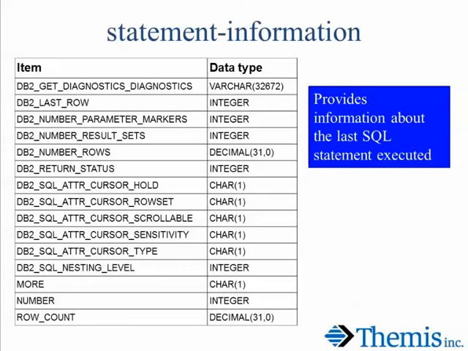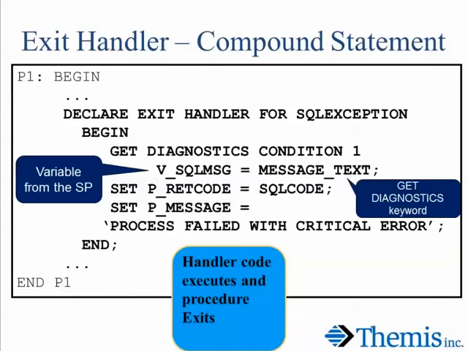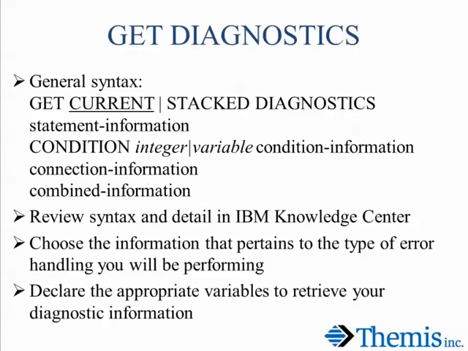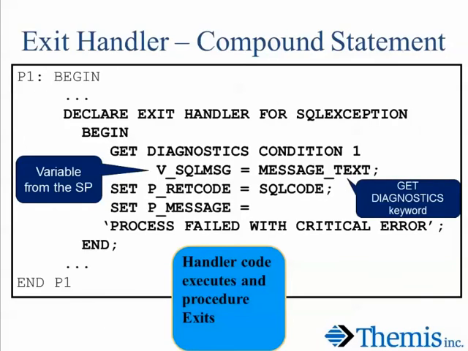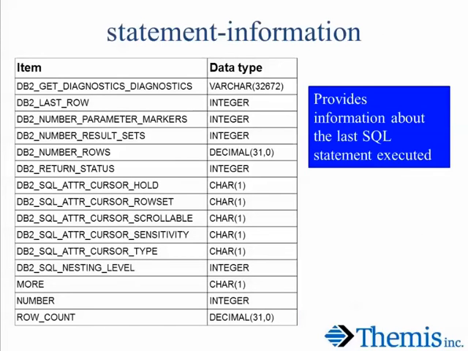For a multi-row process, row set processing, you can find out if there's a multiple number of errors by looking at the number, and if there's more information available.